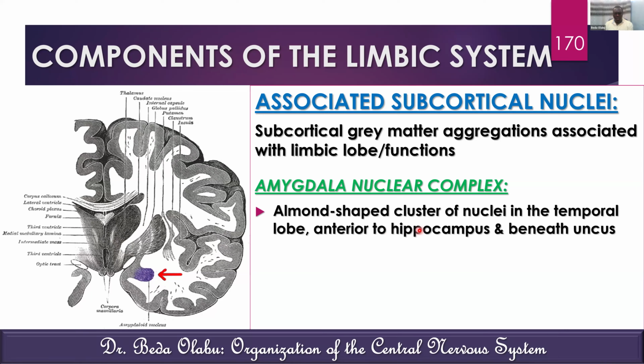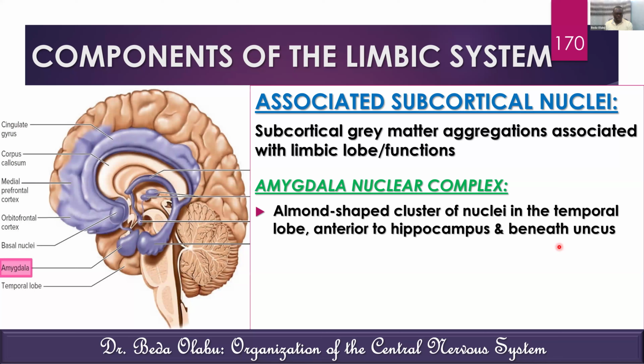This cluster of nuclei is located in the temporal lobe and in particular anterior to the hippocampus and beneath what we call the uncus. So if you are to look at this image, this is the hippocampus.